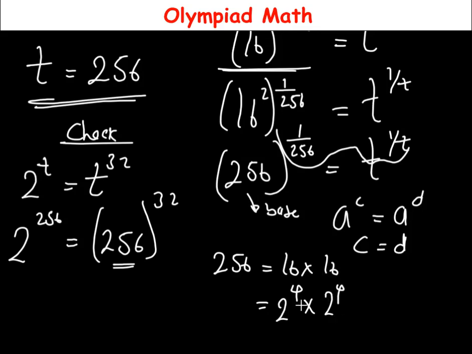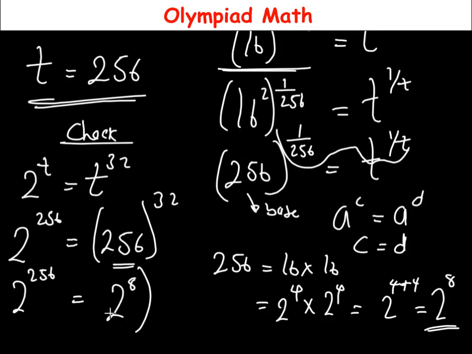Applying the law of indices, we have the same base. You pick one, then you sum up the powers, 4 plus 4. Now 2 raised to power 4 plus 4 is 8. So in other words, 256 is 2 raised to power 8. So we're going to have 2 raised to power 256 is equal to 2 raised to power 8, all power of 32, right?